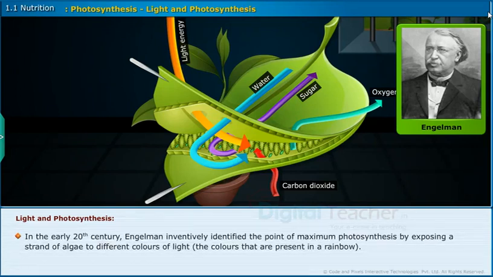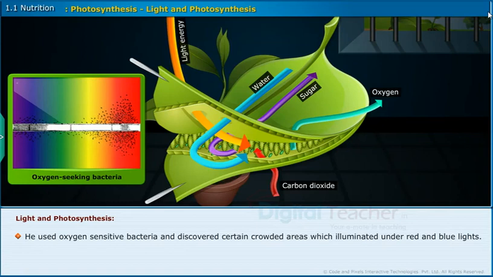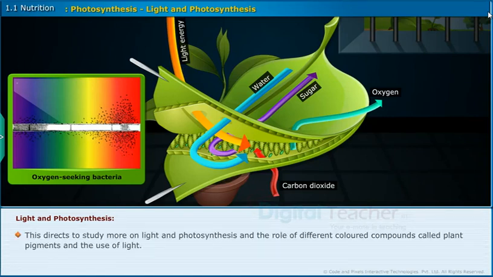In the early 20th century, Engelmann inventively identified the point of maximum photosynthesis by exposing a strand of algae to different colors of light, the colors that are present in a rainbow. He used oxygen-sensitive bacteria and discovered certain crowded areas which illuminated under red and blue lights. This directs us to study more on light and photosynthesis and the role of different colored compounds called plant pigments in the use of light. Now, let us do an activity to learn about the production of oxygen during photosynthesis in the presence of sunlight.